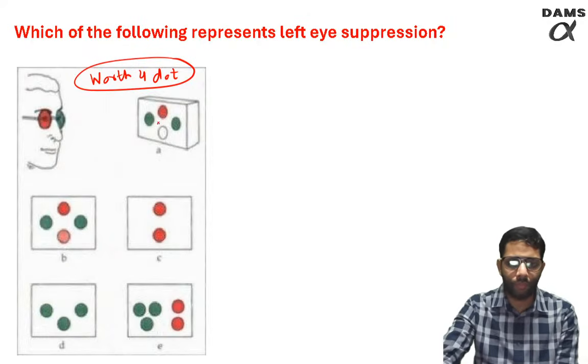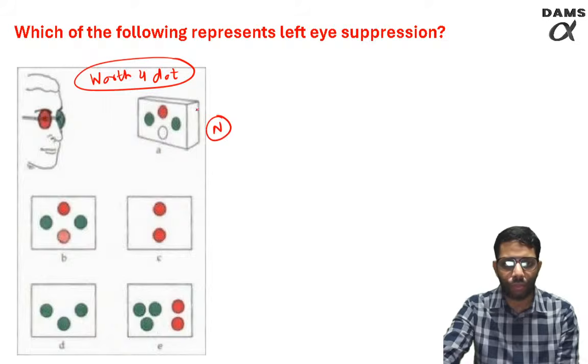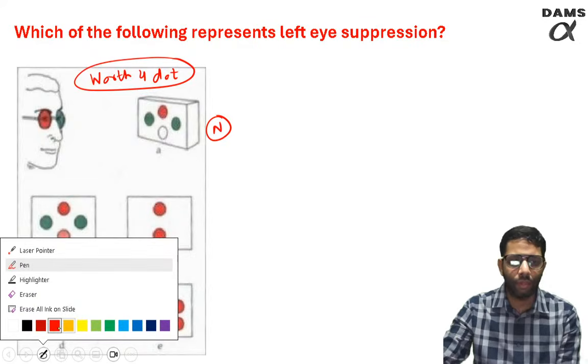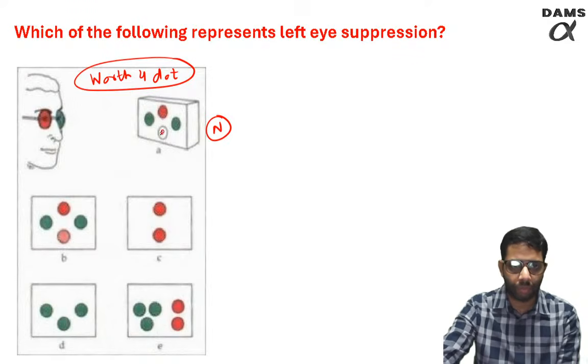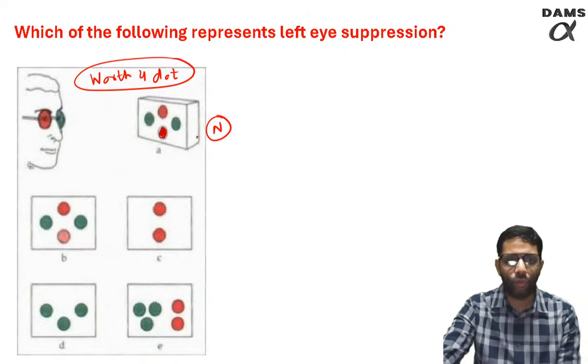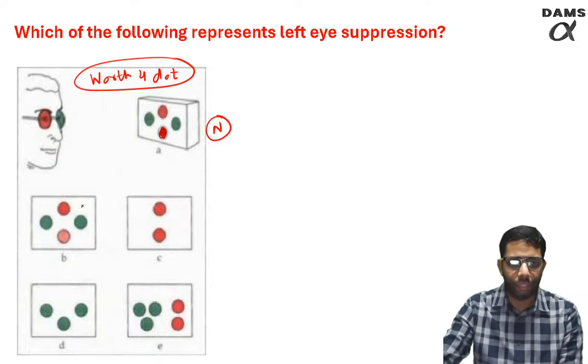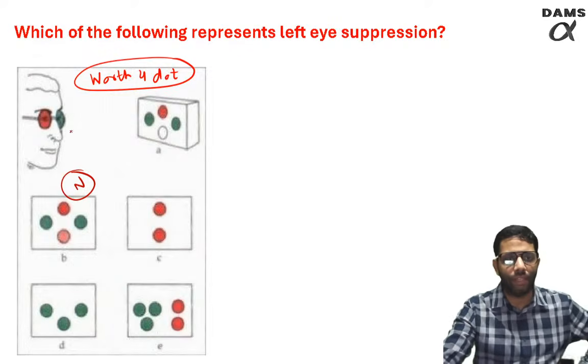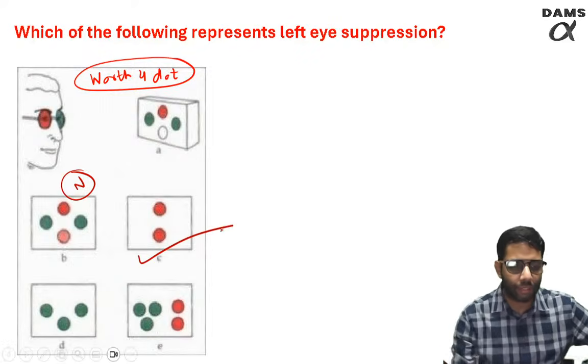Four dots are shown. A normal person will see all four dots. The fourth dot will be seen as a mixture of red and green. Take it as orange maybe. But four dots, so this is normal. This is the normal representation. If two red dots are seen, it means right is functioning and left is suppressed. So that is the answer to this question, C. Good.